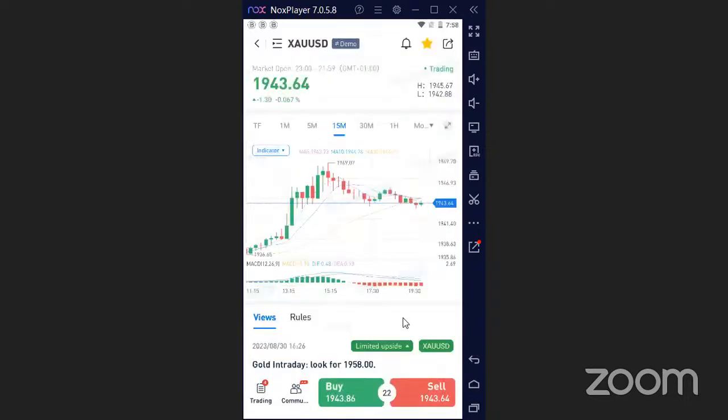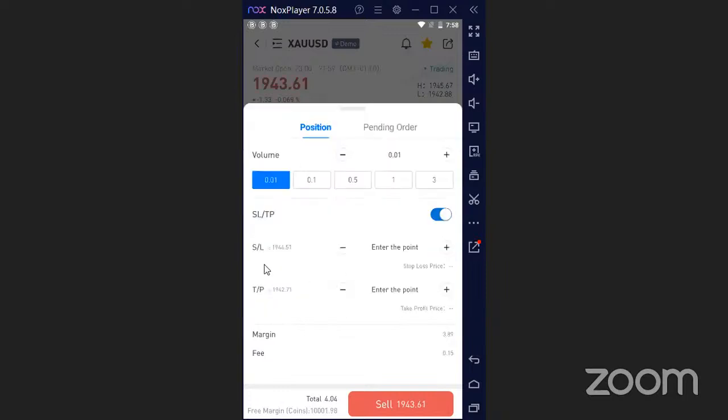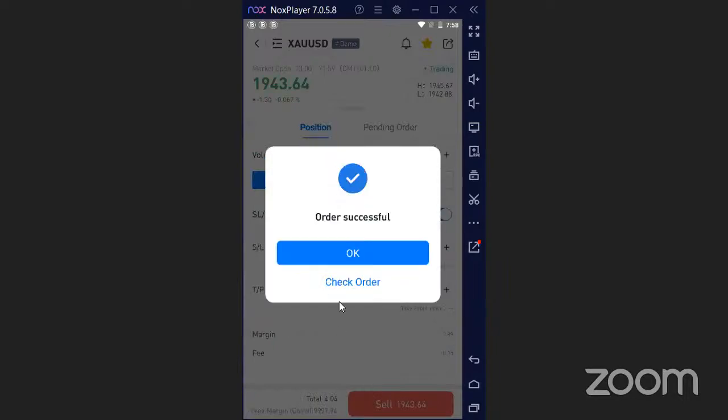Okay, so now you want to place a sell trade because the signal says sell. You want to place your sell, set your TP and stop loss right here, enter the number that is on the stop loss and enter the number that is on the TP. Okay, then click on sell. It's just as simple as that. So guys, that is basically how you can start trading on the BtcDana trading application.